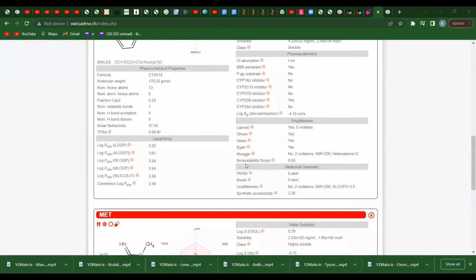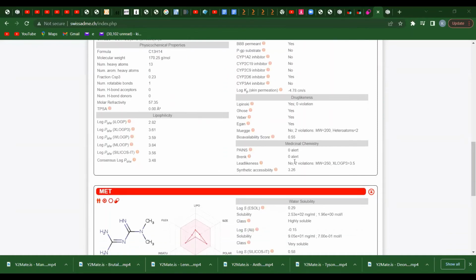So the next thing is the bioavailability score. Can you see? The bioavailability of this drug is 55%. What that means is, if you take 100 milligrams of this drug orally, are you getting me? 55% of it will get to the system. Imagine, if you take 100 milligrams, just 55 milligrams, which is 55% of it, will get into the system. Another thing it is telling us is whether there is any adverse molecule, any toxicity effect of this molecule. It says no. I believe that you are getting this.